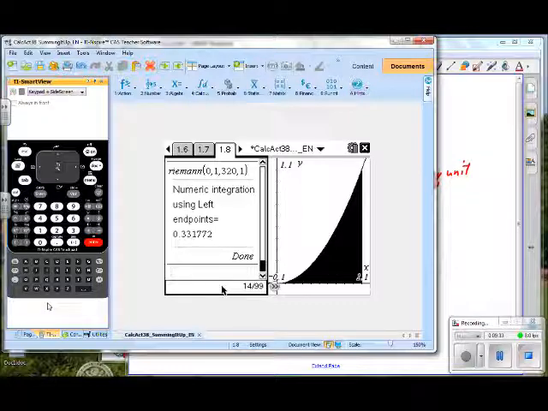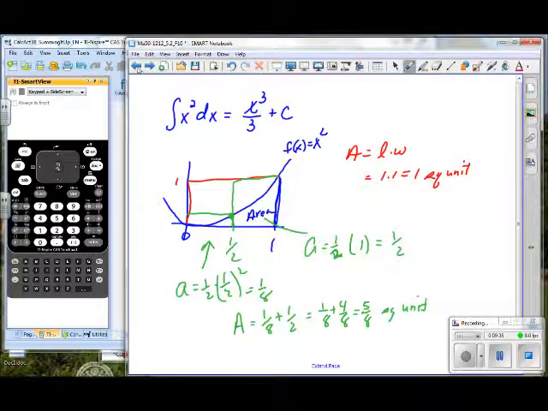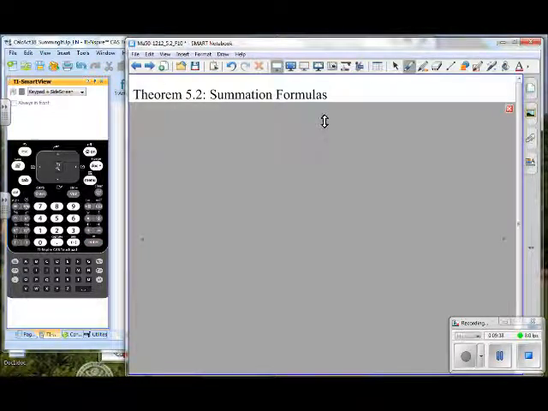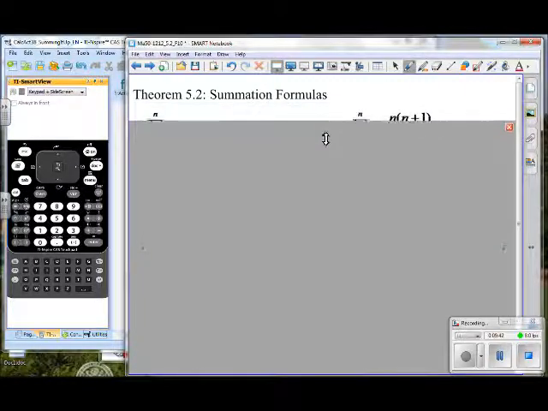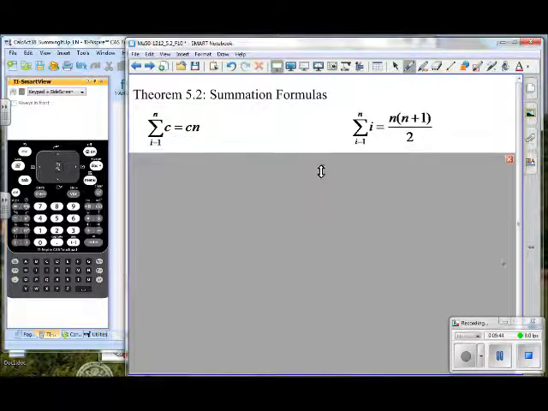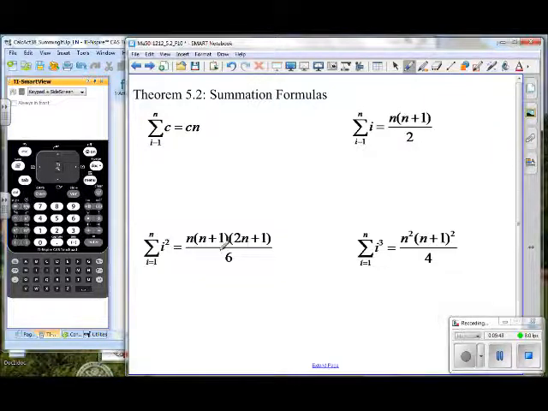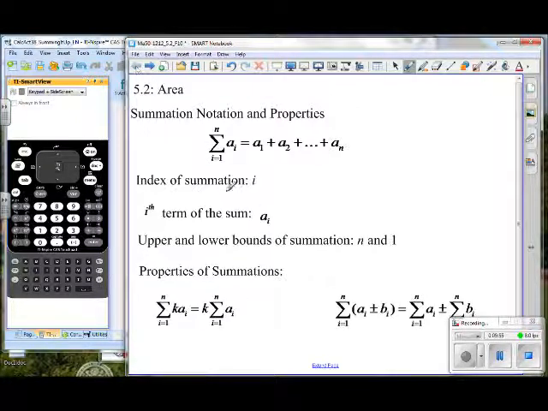Now, what we're about in this section is to come up with some way of adding up all the areas of the rectangles. And to do that, we have to use some information called the summation information. Let me go back to the very front here.